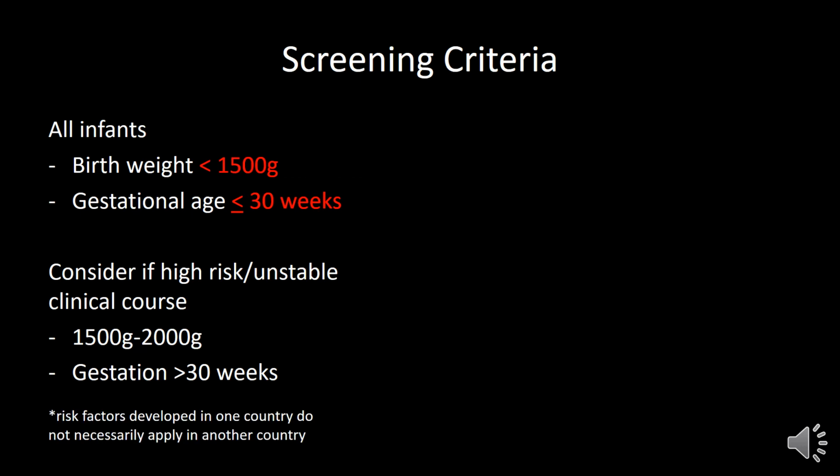One caveat of paramount importance is to recognize that screening criteria and risk factors developed in one country do not necessarily apply in another country, especially if the level or quality of available medical and perinatal care is not comparable. For example, in some countries, ROP is seen in babies with a higher birth weight than in the United States. Thus, screening criteria need to be developed that reflect local experiences.